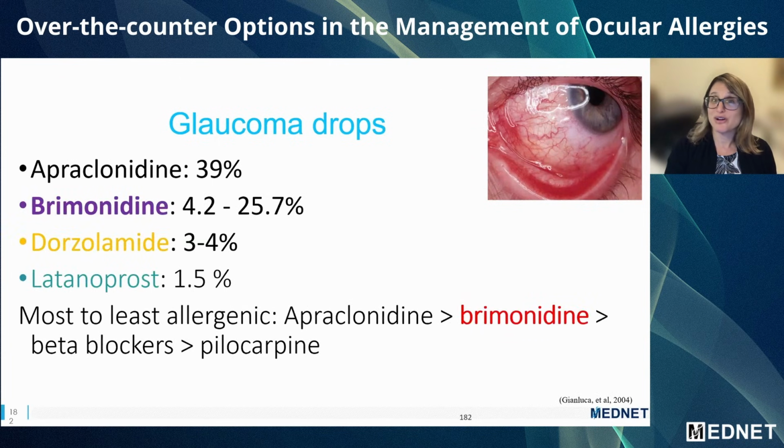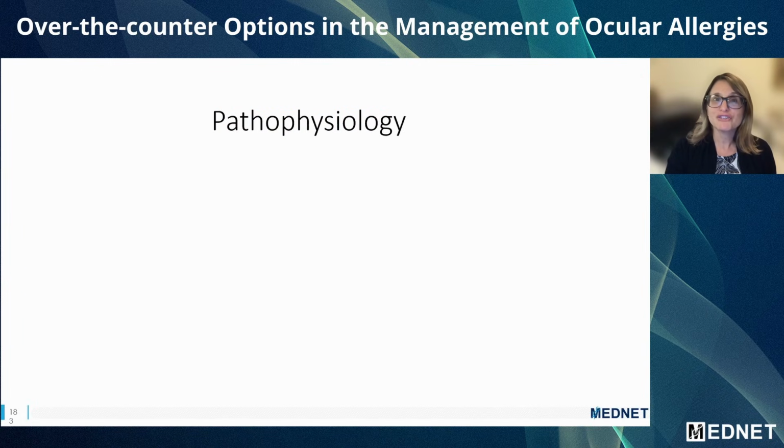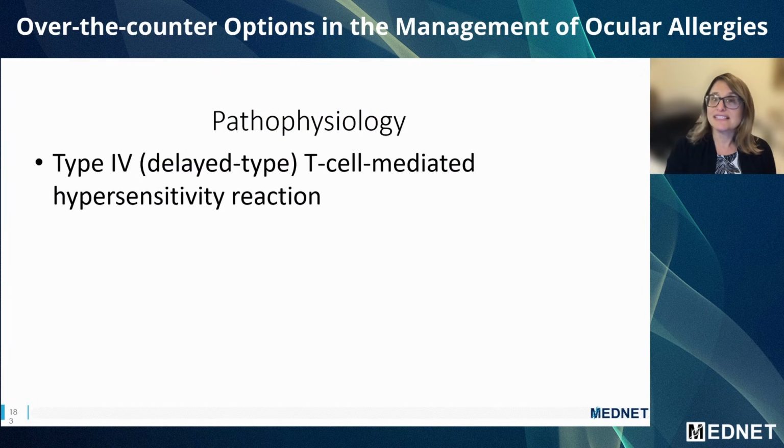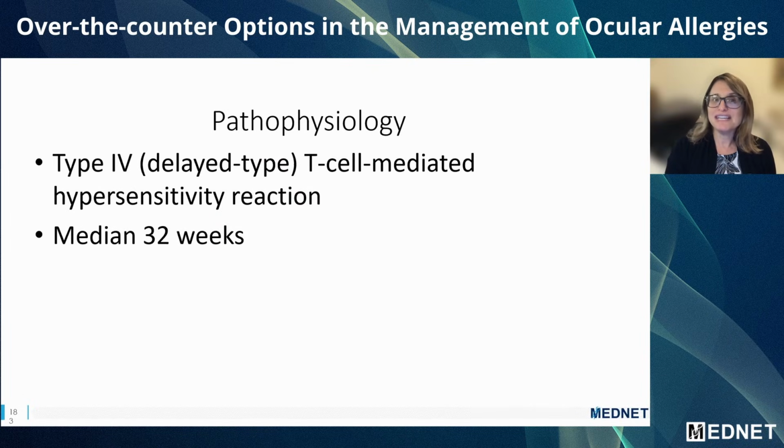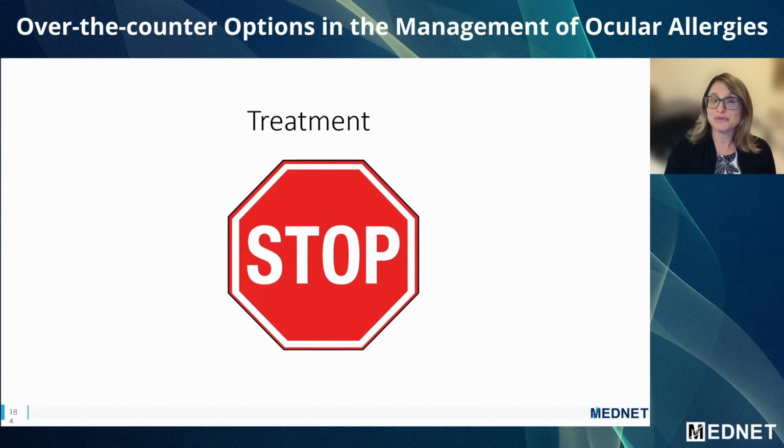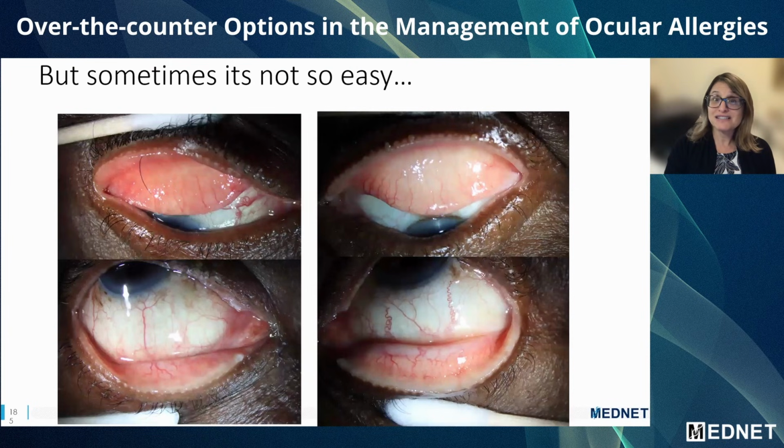oftentimes in the form of glaucoma drops, and oftentimes it's brimonidine. So here it's slightly different because this is not type 1 hypersensitivity. It's a type 4 T cell mediated process. And while there is a median duration of 32 weeks, it can show up earlier or later, sometimes years after using a glaucoma treatment. And the way you treat this is you stop the offending agent. But sometimes it's not so easy.